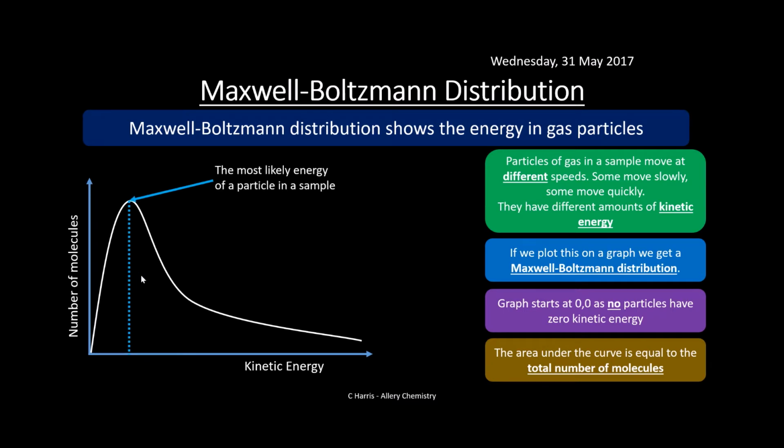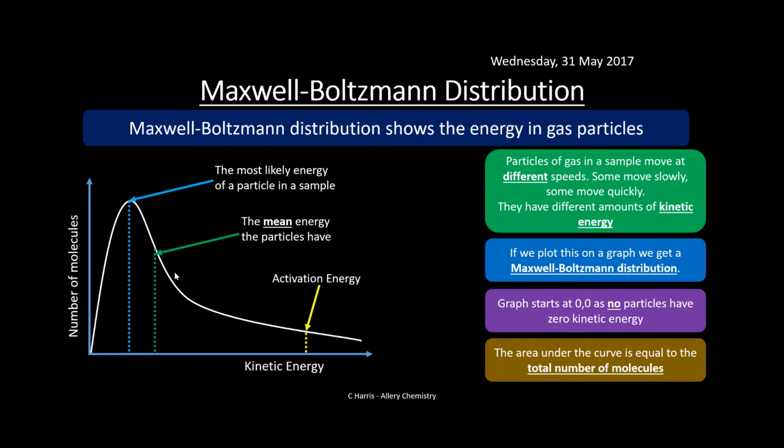Okay, this bit where the peak is, this is the most likely energy of a particle in a sample. So if we took a sample of these, this would be the energy that most of the particles will have. The one slightly to the right of this peak is the mean energy the particles have. You can't get them mixed up, they are different. So the most likely energy is the peak, and this is the mean energy, which is always slightly to the right of this peak.